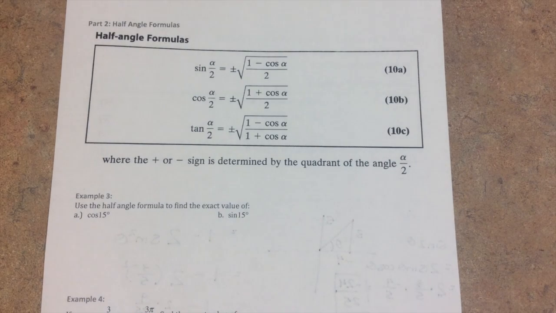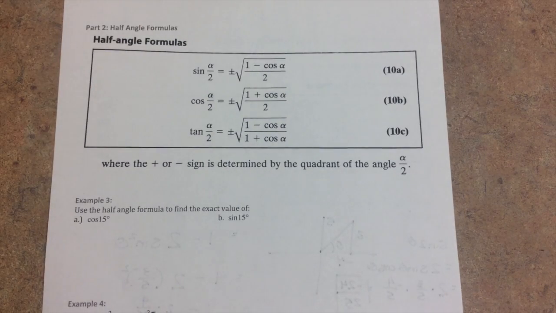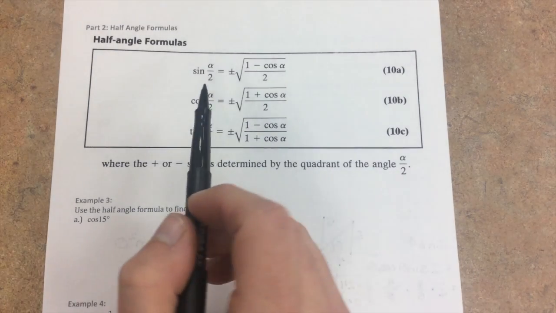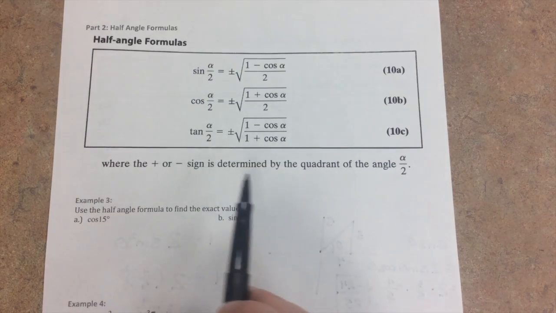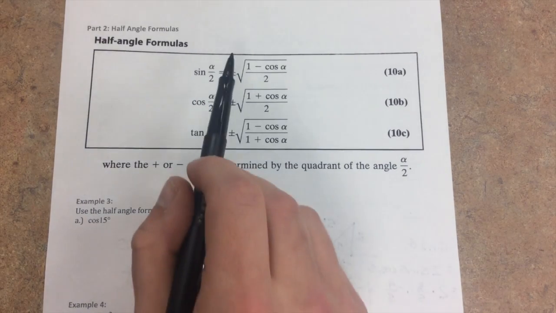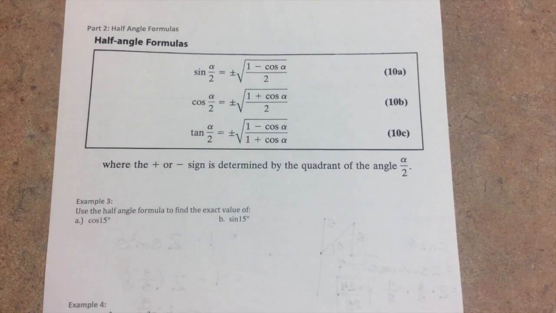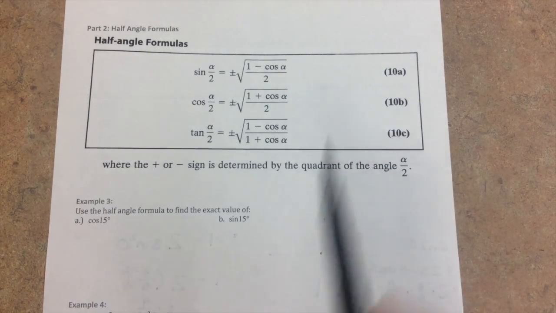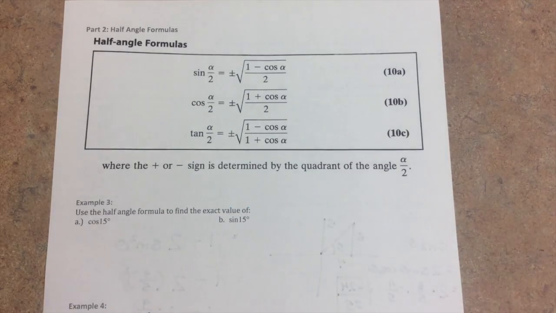Okay, so the last bit for part 2 is our half angle formulas. This is where we cut our angle in half. Depending on what quadrant the angle is in, that's how we figure out if it's positive or negative. If we're in the first quadrant, it's going to be positive, but other than that, we'll have to check. Again, I want you to be familiar with these, but I don't need you to memorize them.